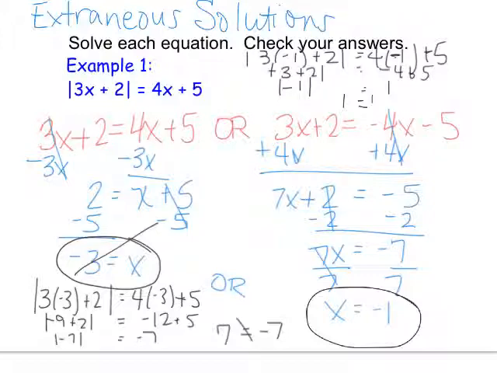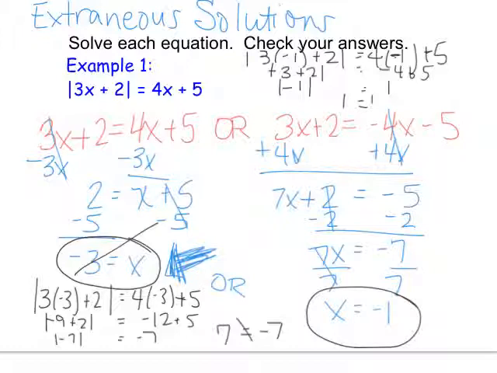Extraneous solutions are solutions that we find by going through the steps correctly. However, we have to reject them because they do not work in the original equation when we go to check. So an extraneous solution is this one here, the -3 that we found. We would call that extraneous, whereas -1 was a true solution.